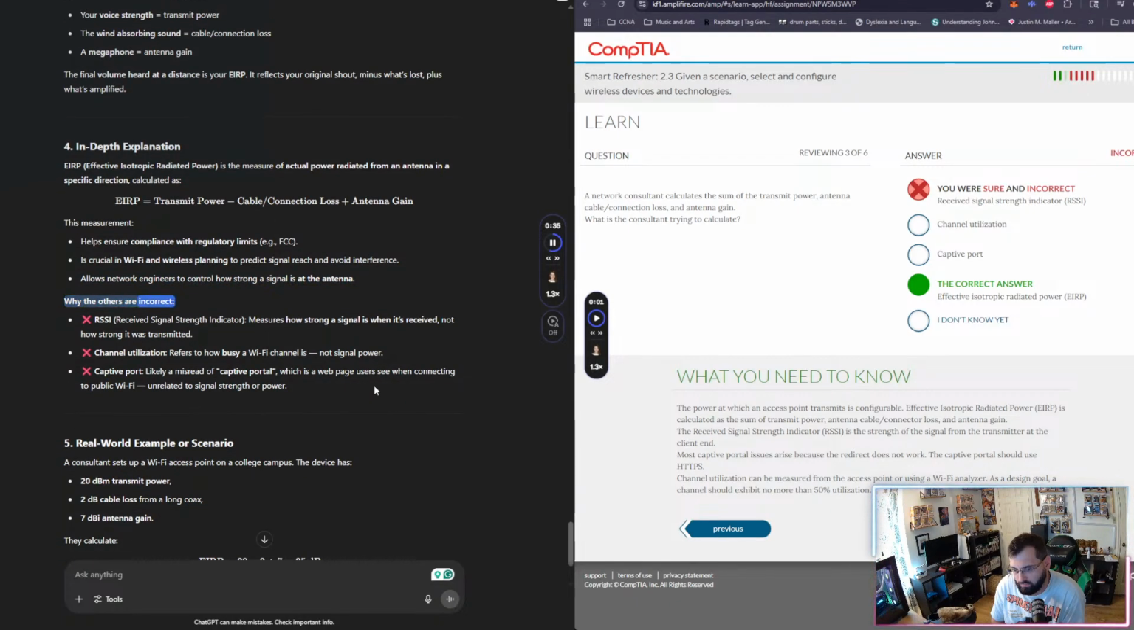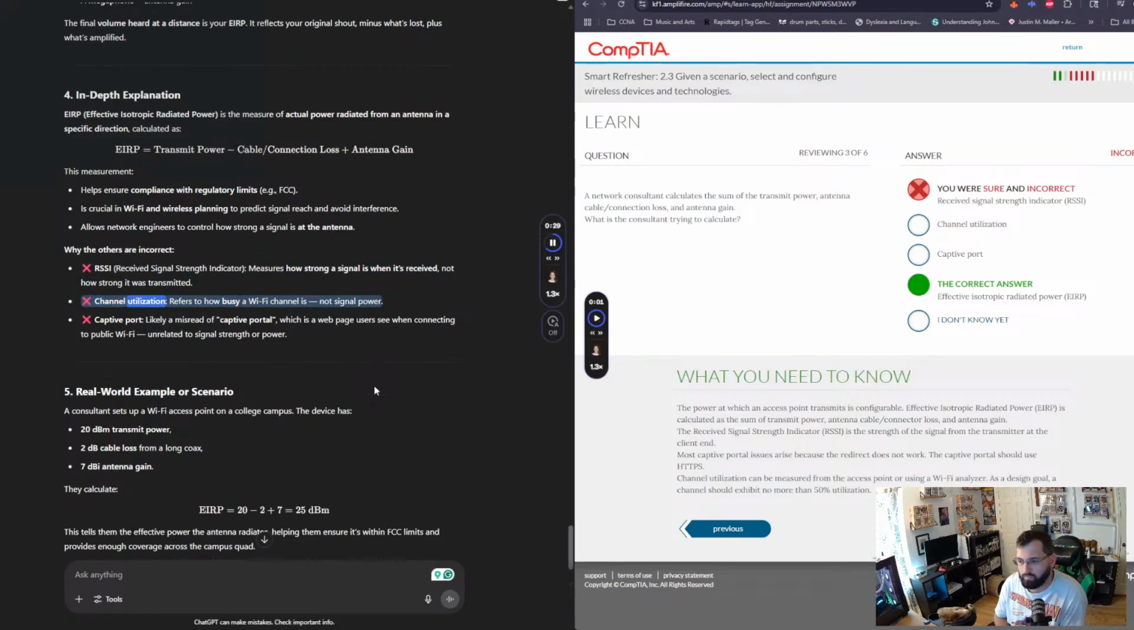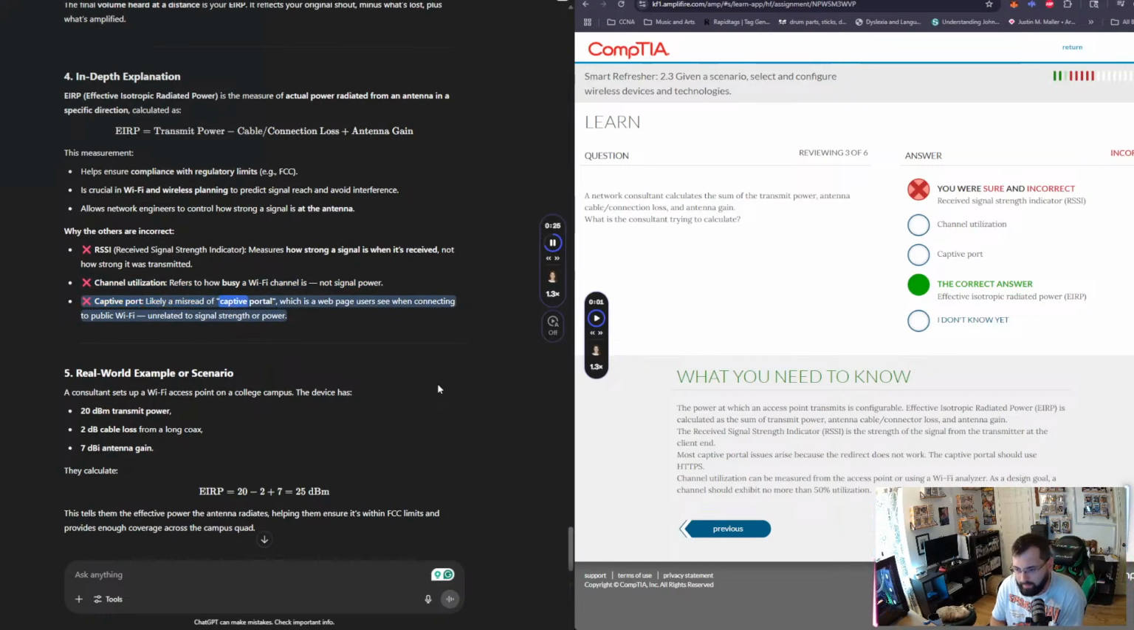Why the others are incorrect. RSSI, received signal strength indicator, measures how strong a signal is when it's received, not how strong it was transmitted. Channel utilization refers to how busy a Wi-Fi channel is. So this is how strong it is when it's received. This is how strong it is when it's transmitting. Captive port, likely a misread of captive portal, which is a web page users see when connecting to public Wi-Fi, unrelated to signal strength or power.